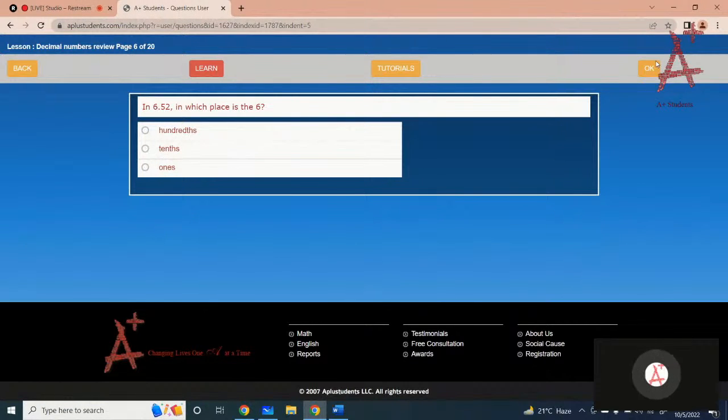Okay, in 6.52, in which place is the 6? Is it hundreds, tens, or ones? Very good. It is on the ones place.